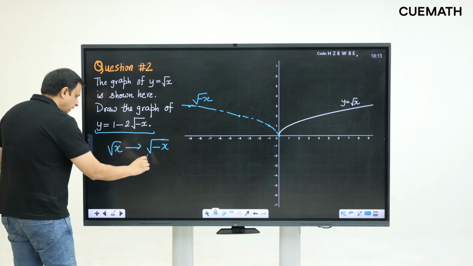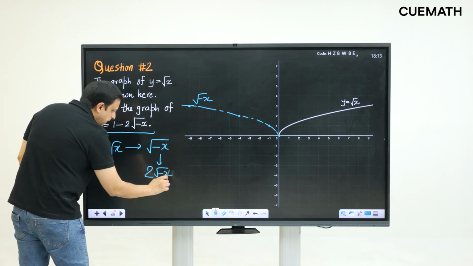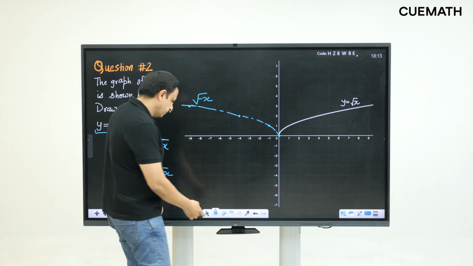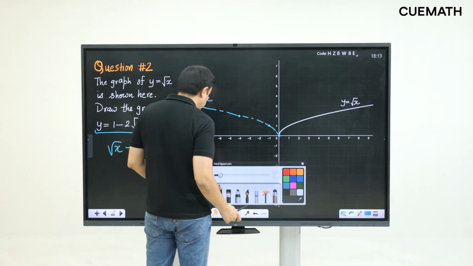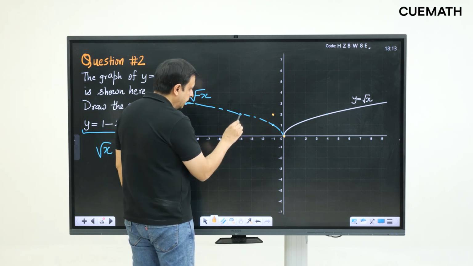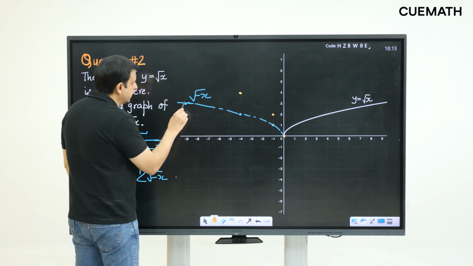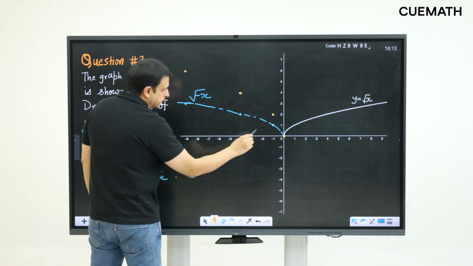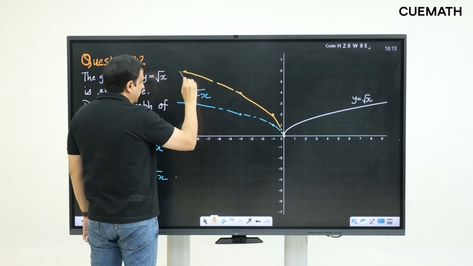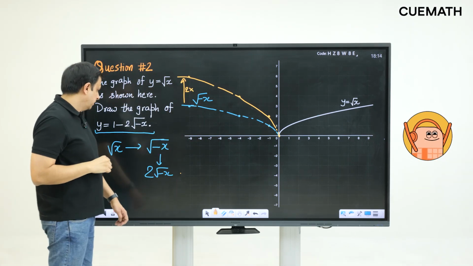So, let me now transform this to 2 root of minus x. So, what will we do? We will vertically stretch it by a factor of 2. So, let us do that. So, the 0 stays here, this point comes over here, this point, y coordinate of 2, moves to 4, this point, y coordinate of 3, moves to 6. So, now I can do my plot like this, and you can see that there has been a vertical stretching by a factor of 2.